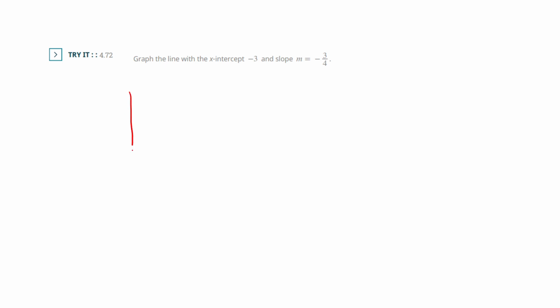Okay, this time they're going to give us an x-intercept, but nothing changes. The x-intercept is over here. It's where I hit the x-axis. I hit it at -3. So let me get some lines. My slope, let's give it to the top again. So I'm going to go down 3, 1, 2, 3, over 4, 1, 2, 3, 4.